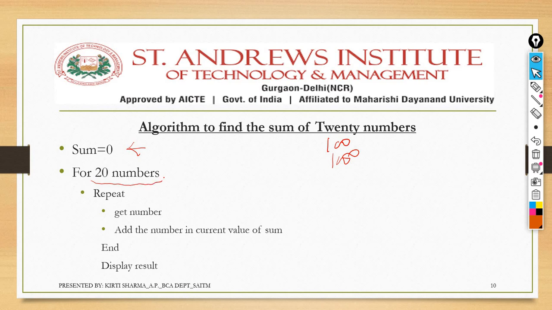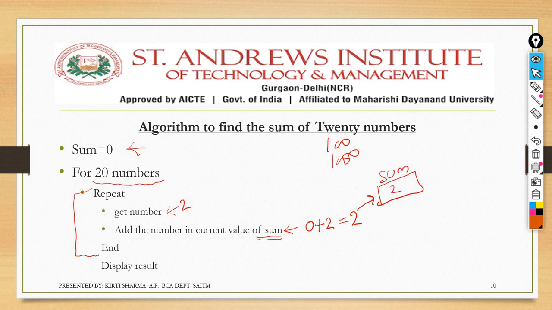For the sum of 20 numbers, we are doing a repeated task here. We have to take the number and add that number to the current value of the sum. For example, the current value of sum is 0. The first value of the number I am putting here is 2. So what does it mean? 0 is the current sum value and we are adding the value of number, which is 2, and this 2 will be stored in the sum variable. Okay, here it will store.